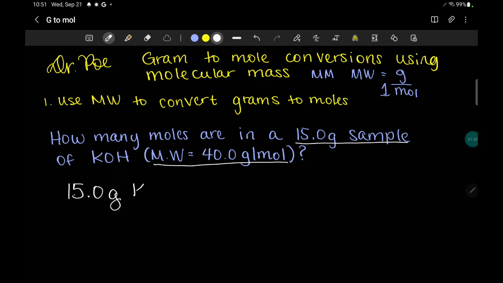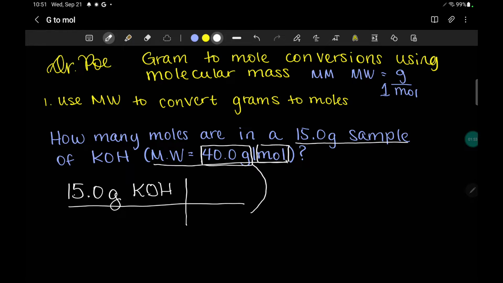15.0 grams, and I always keep the formula on there so I don't get confused later, of KOH. So you always put your given in the first spot on the top. And in terms of molecular weight, this is really 2 parts. The first part is the gram part, grams of KOH, and the second part is always per 1 mole. So we're going to put the gram part on the bottom so that it cancels with the grams of our sample. So we're just going to write it exactly as is, grams, and we know that this is of KOH. And then we're going to write the moles, which is always per 1 mole, on the top.